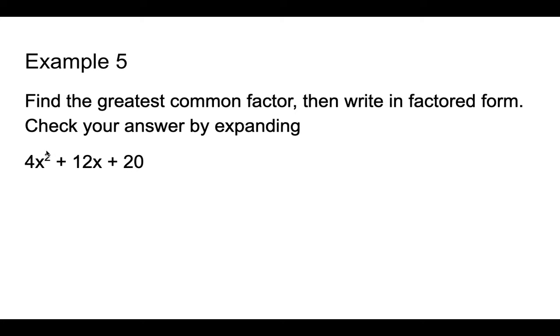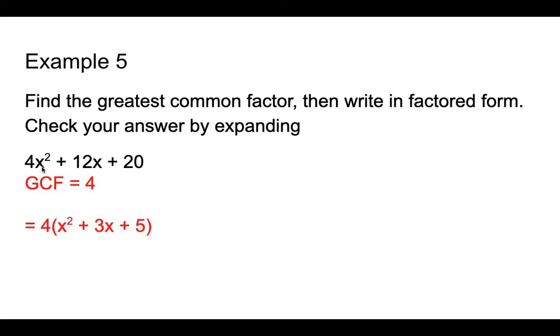Now let's look at our x's. I have an x squared and x and no x here, which means I cannot take an x out. So my greatest common factor is 4. So to write that in factored form, I'm going to put the 4 first and then write a bracket.